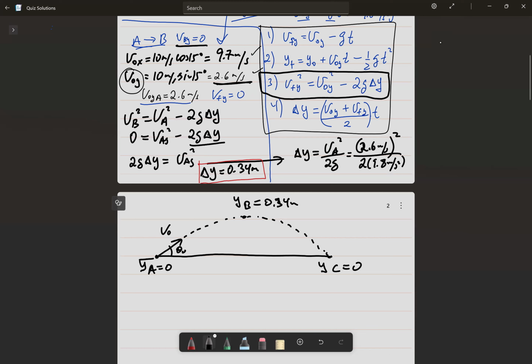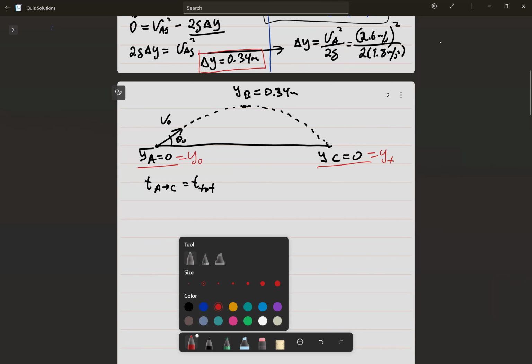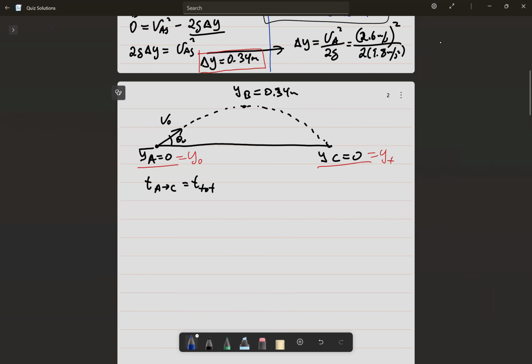Part B is asking what the total time will be. So how long does it stay in the air? That means we want to know the time to go from A to C. This is what we call the total time. Now, there are a couple of ways we can solve this part, and I'm going to show you both ways right now. The first one is to just directly go from A to C. And we can see I'm given the vertical position of A, which is 0, which is going to be our initial position. I'm given the vertical position of C, which is going to be our Y final. And we know that we start from, let's say, t equals 0.